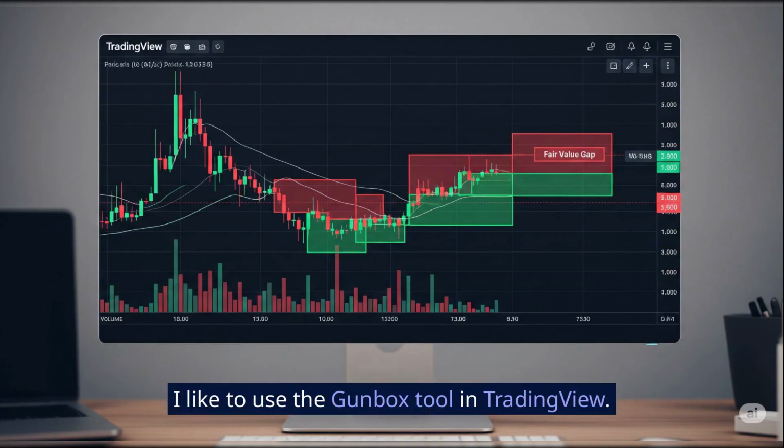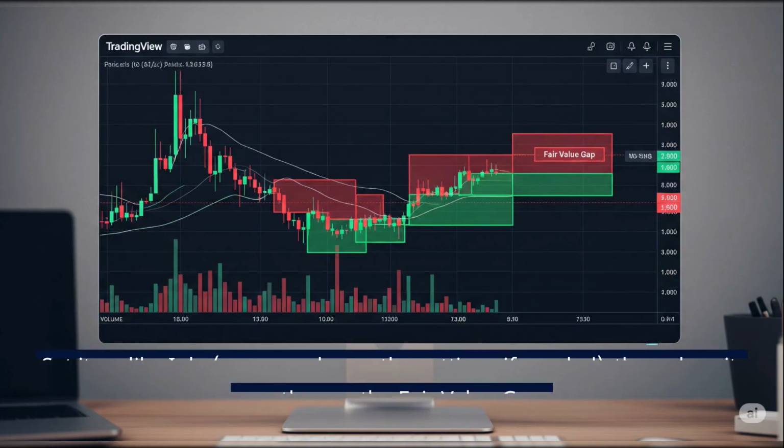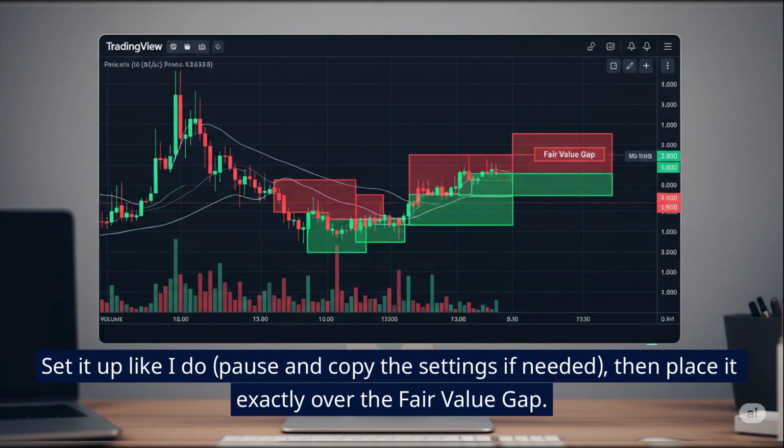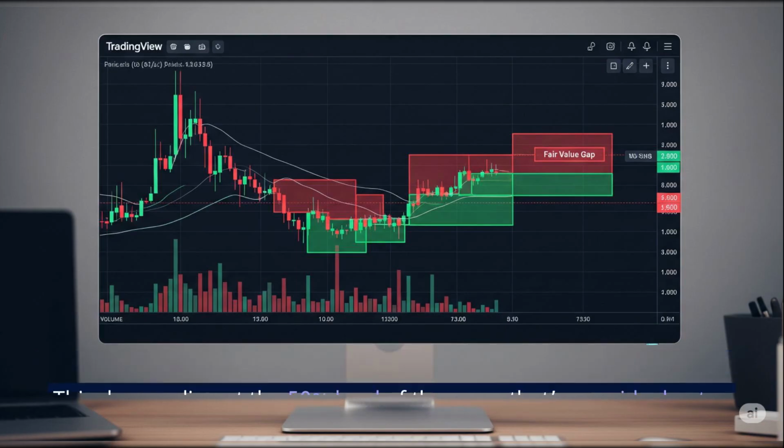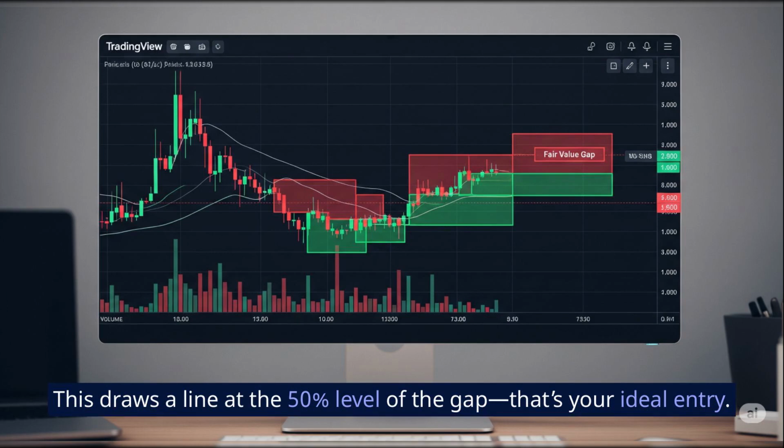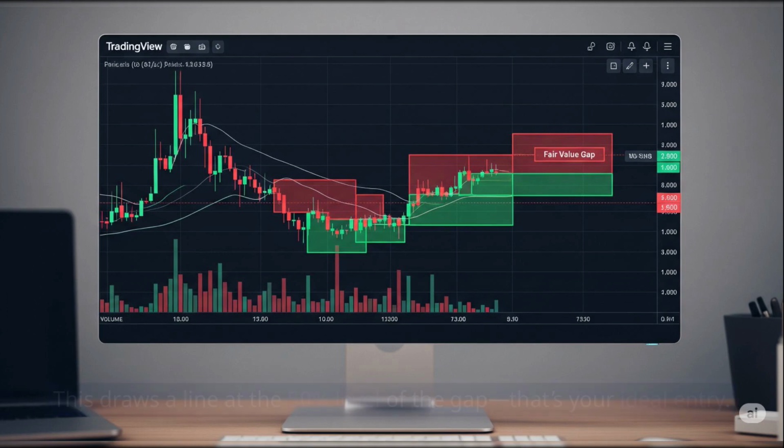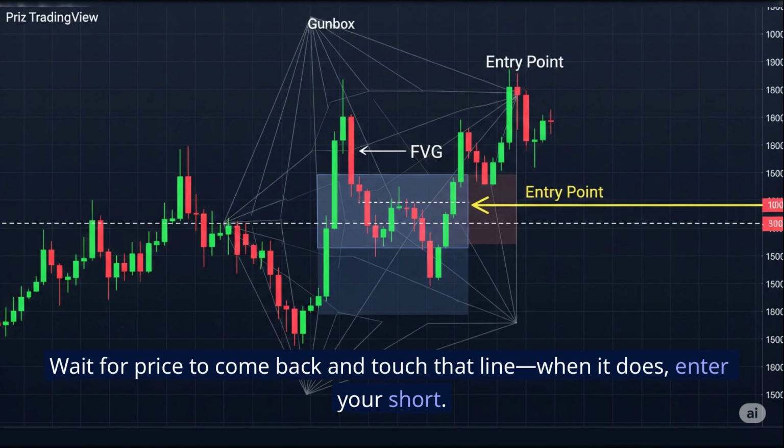I like to use the gun box tool in TradingView. Set it up like I do, pause and copy the settings if needed, then place it exactly over the fair value gap. This draws a line at the 50% level of the gap. That's your ideal entry. Wait for price to come back and touch that line. When it does, enter your short.